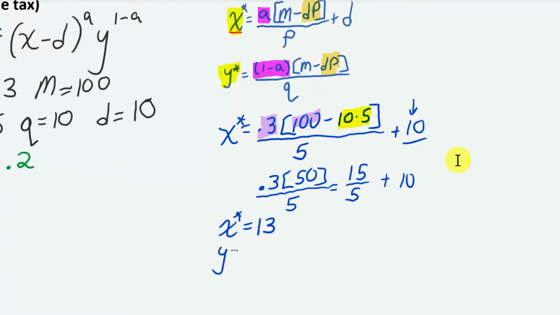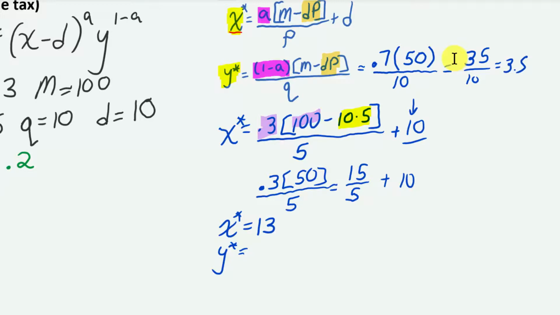So, for good Y, similarly, but in a little more simple manner, we are going to have 1 minus A is 0.7 times our disposable income, which is 50, 100 minus the $50 we spend on that necessity, divided by the price, 10, and we're going to be spending $35 divided by 10 equals 3.5. So our Y star, 3.5 units.